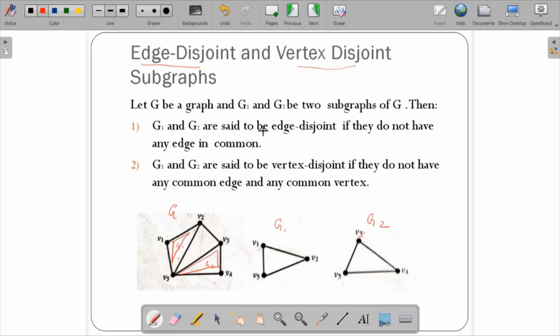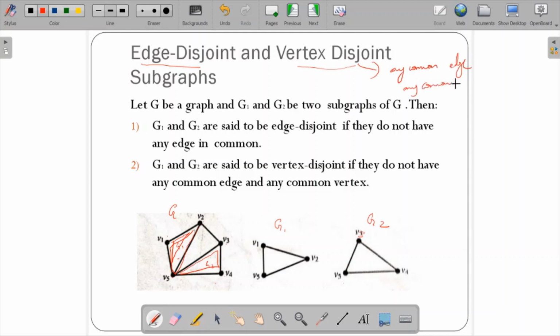So G1 and G2 are said to be edge disjoint if they do not have any edge in common. So you can see this is one graph and this is one graph, so there are no edges in common. That's why it is called edge disjoint. Whereas G1 and G2 are said to be vertex disjoint if they do not have any common edge as well as any common vertex.